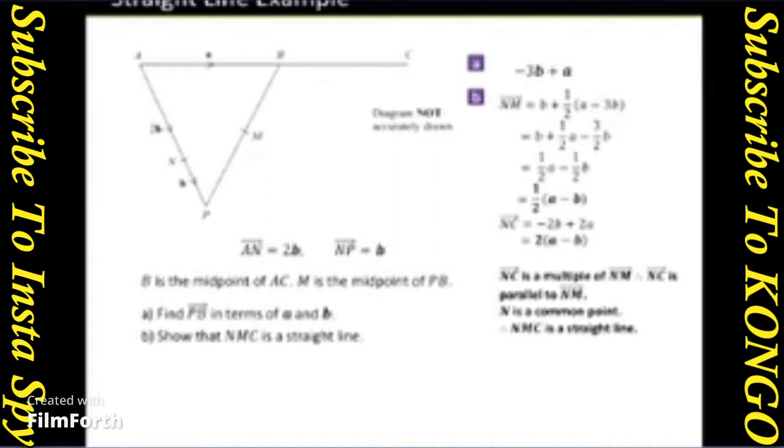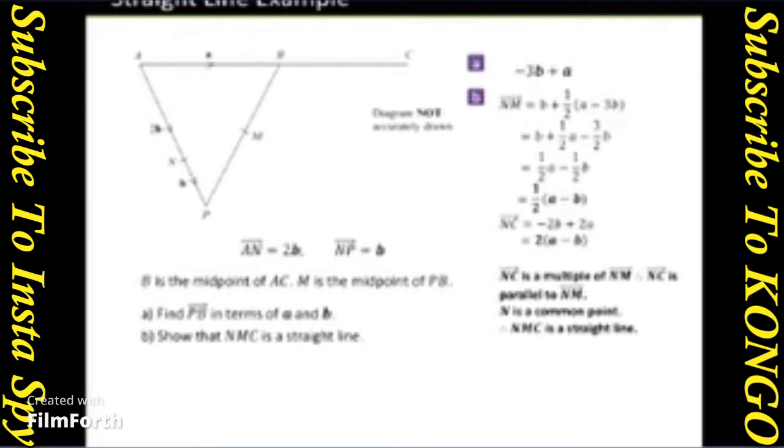So B is the midpoint of AC. What does that mean? It means that if AB is equal to A, then BC is equal to A. That's common sense right there. So what is NM equal to? NM, and I'm going to say M is the midpoint. So we have two midpoints, and you get 2A minus B, right? They are parallel, and they have a common point. N is common, so it's a straight line.